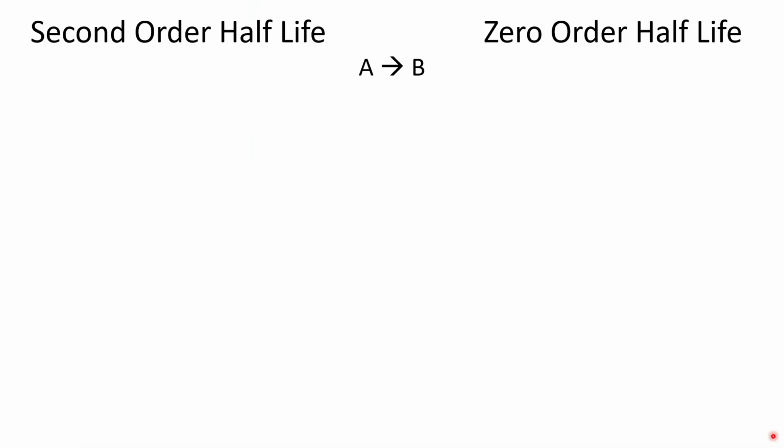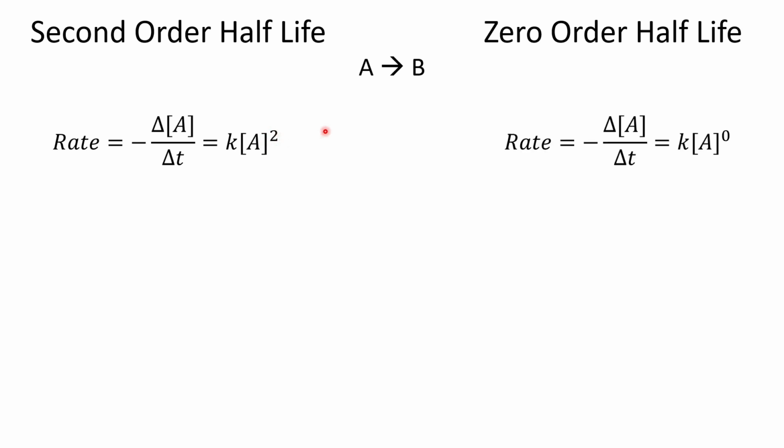So I'm going to show you where these equations come from for both our second order and our zero order half-life simultaneously. We're going to assume, again, we have a generic reaction here, A going to B. For our second order reaction, our differential rate law looks like so, with a squared value here. And of course, for our zero order reaction, we have a 0 as the exponent.